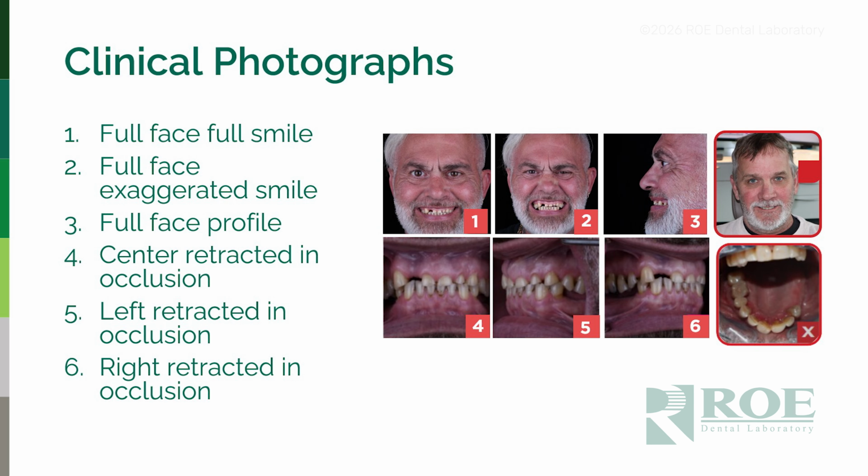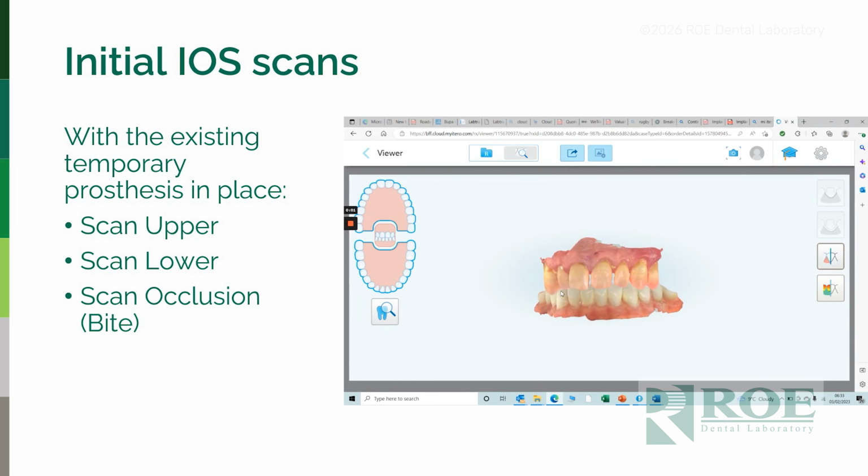So the first thing to communicate with the lab is through photographs, and we ask for 6 basic photographs: a full face smile, a full face exaggerated smile, a full face profile, and then with a center attracted in occlusion, and then a left and right in occlusion. You can send us some more photographs if you wish, but those 6 are critically important for us helping to start the process of the design of the try-on or of the bridge, indeed the final bridge. So the photographs are very important.